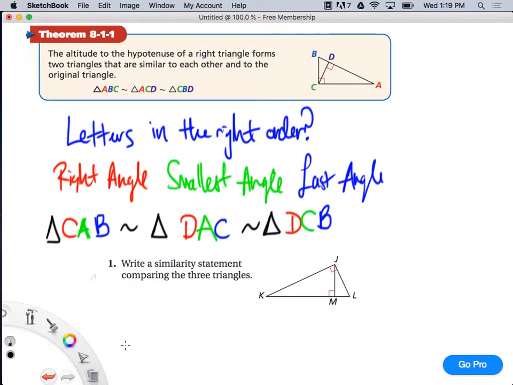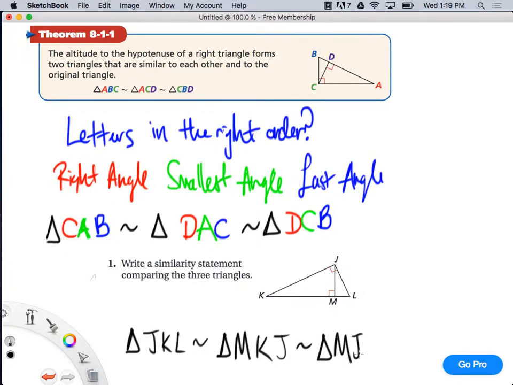I'm just going to write it all at once. So for the biggest triangle, I go right angle, smallest, middle. So the right angle is J, then smallest is K, and then the middle angle is L. So that's similar to this middle triangle: the right angle is M, the smallest angle is K, and the middle angle is J. And that's similar to the smallest triangle, where the right angle is M, the smallest angle is J, and the middle angle is L. Does that make sense to you guys?